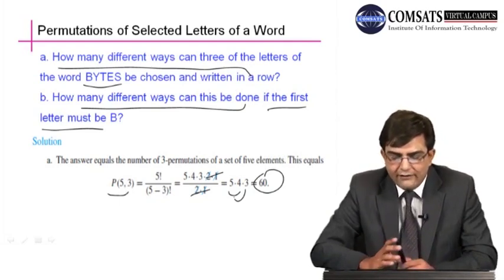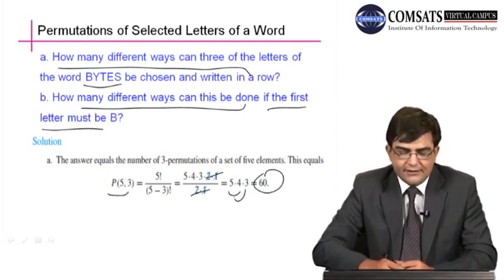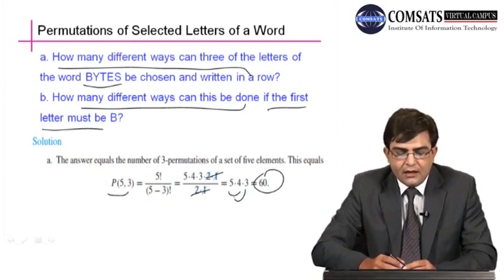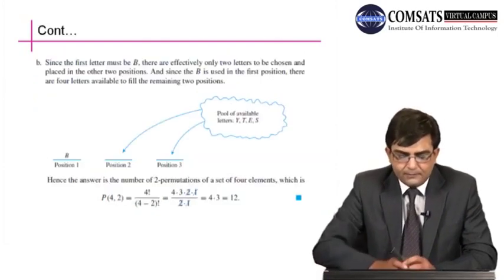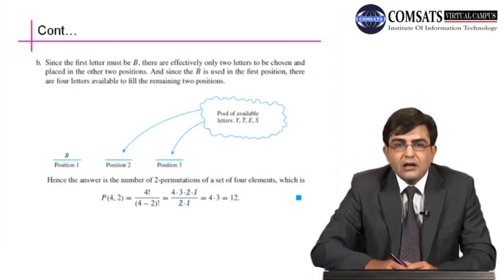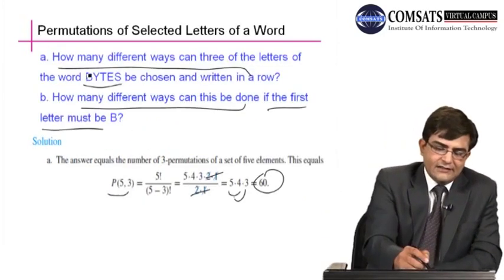We have 2 letters which are left to be arranged in different ways using permutations. So we have to now arrange two letters. The first letter B is fixed now. In this case we can calculate P of 4 2, because now the first letter is fixed.